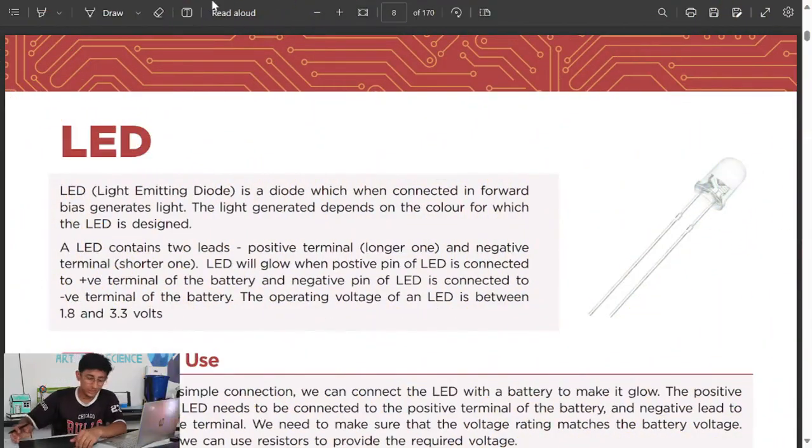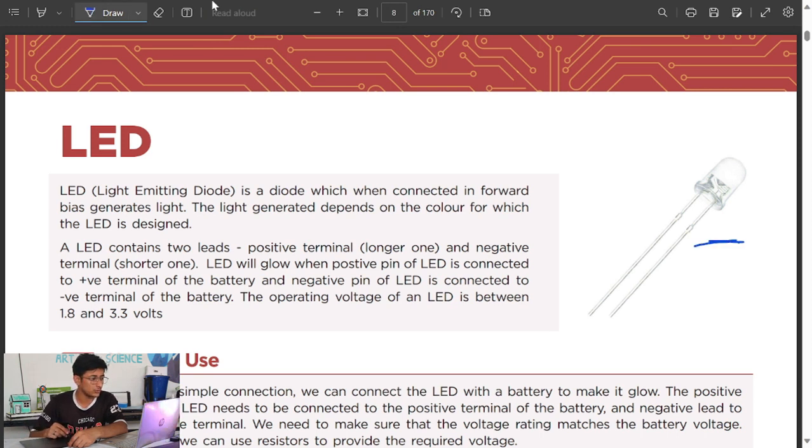A light emitting diode is a diode which, when connected in forward bias, generates light. The light generated depends on the color for which the LED is designed. So basically, this is the LED.